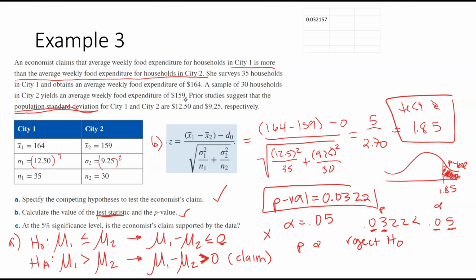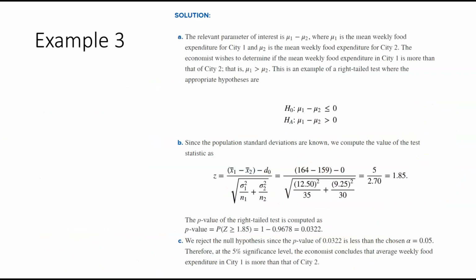So if we reject our null, we're supporting our claim there. So we can actually support the economist's claim that City 1 is more than the average of City 2. And here it is written out for you.